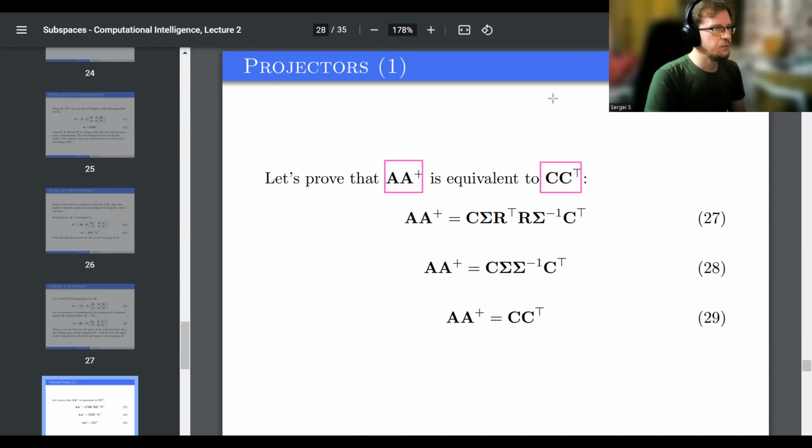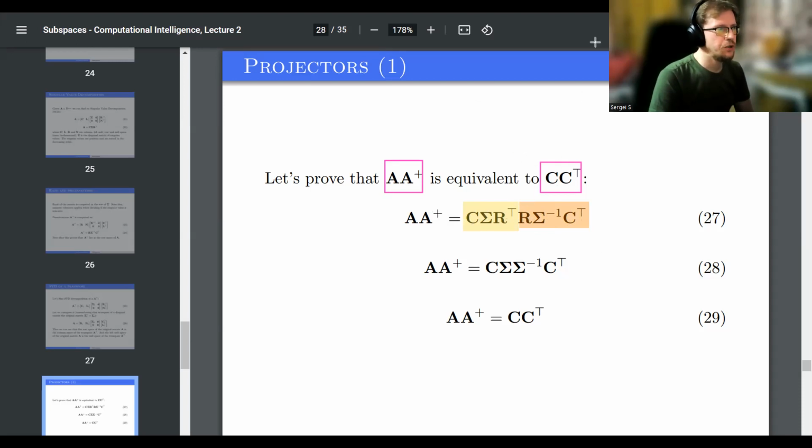So we get two expressions for A. This is A, and this is A pseudo-inverse. Notice A is C sigma R transpose. A pseudo-inverse is R sigma inverse C transpose. Right?